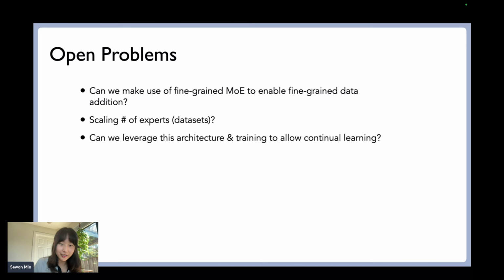Another thing that I'm very excited about, which I hinted at but we didn't necessarily demonstrate in the experiments, is whether we can leverage this architecture and training method to allow continual learning, where you start with some model that is not good yet, but you gradually add better data sets over time so that in the end you have a much better model. I think this can be very useful and exciting for developing a model that is continuously improving.